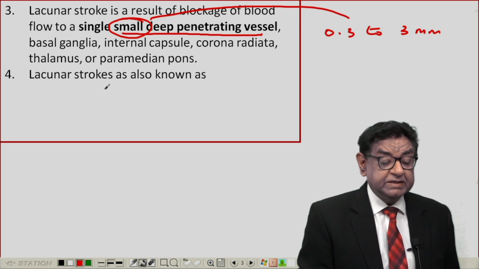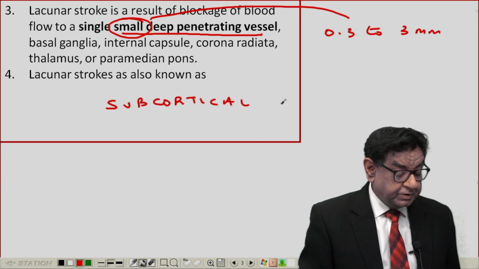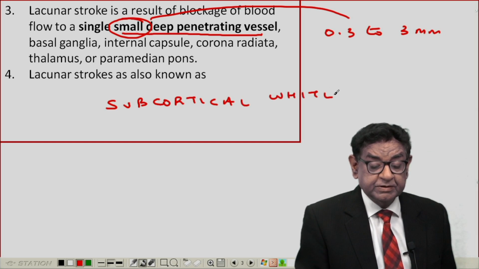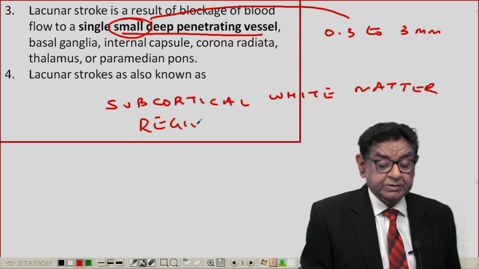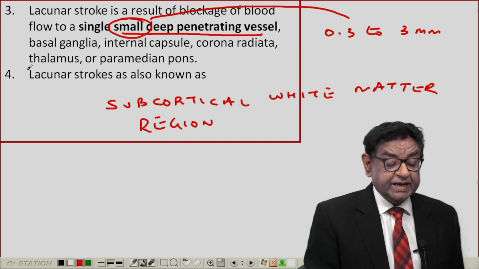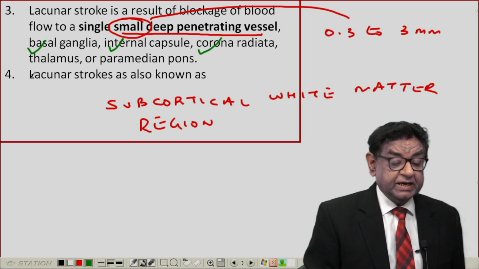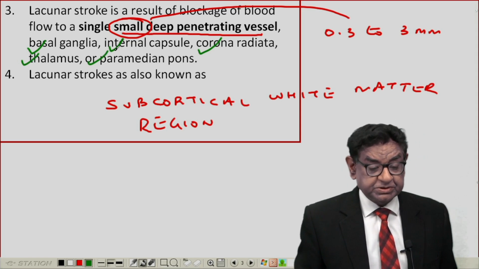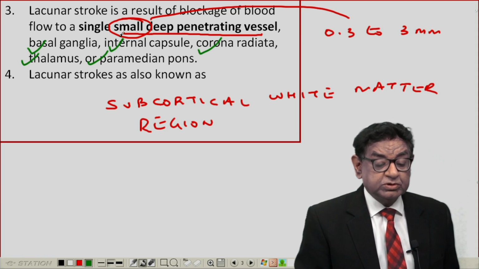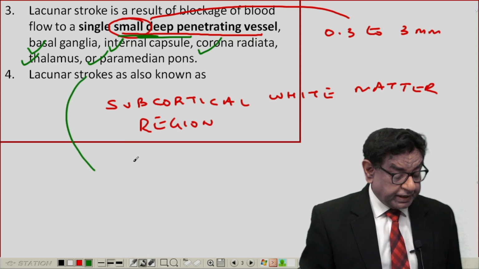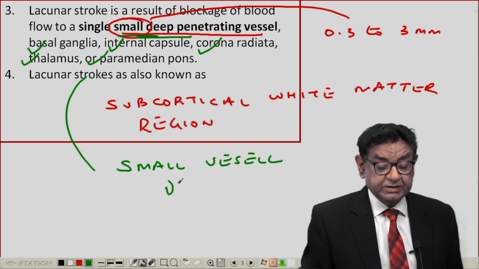they supply mainly the subcortical white matter region, and that is basal ganglia, internal capsule, corona radiata, thalamus, or the paramedian pons. All these I'll be talking to you in great detail. And remember, as the small vessels are involved, lacunar strokes are also known as small vessel disease.